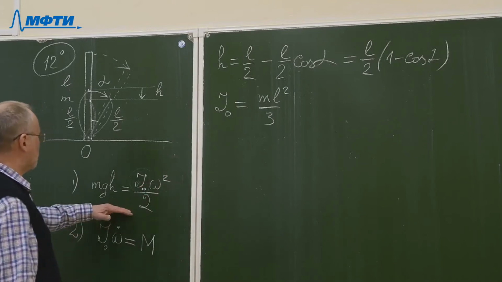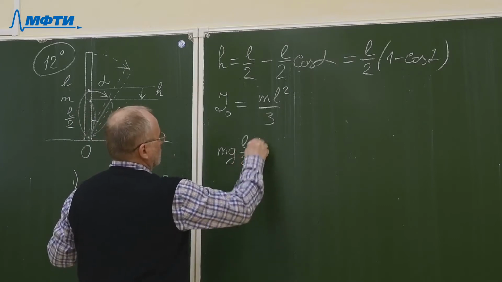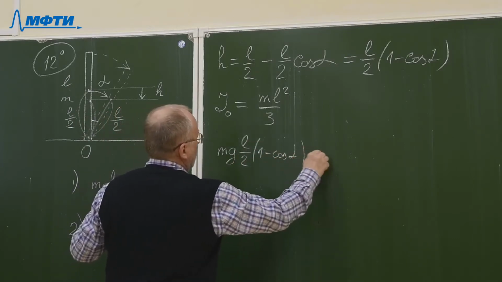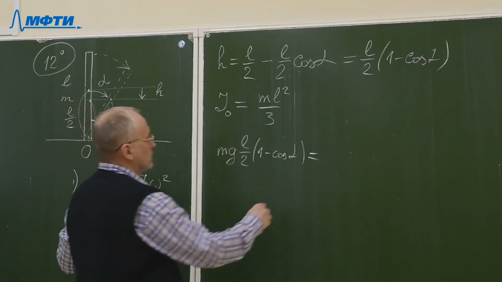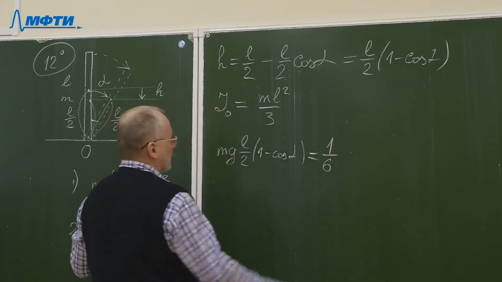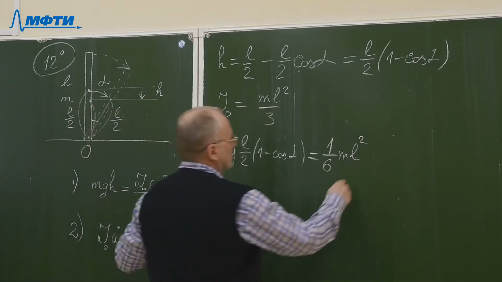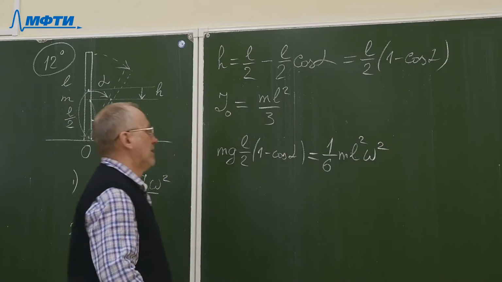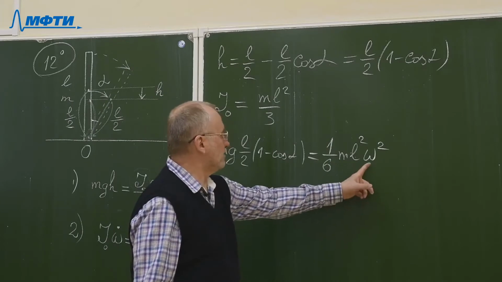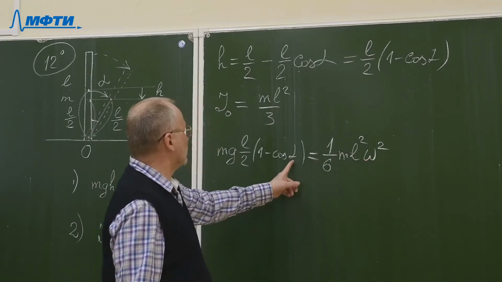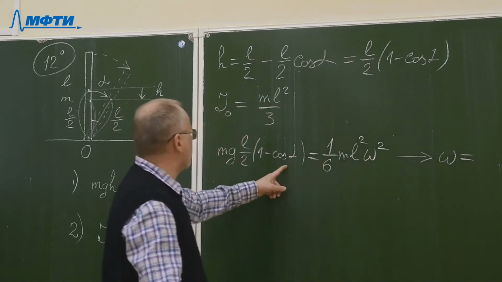Substituting these quantities into the first equation, we will obtain mg L over 2, 1 minus cosine alpha equal to the moment of inertia, that is 1/3 divided by 2, that will be 1 over 6 ml squared omega squared. And from this equation, it's immediately obvious that we can obtain omega as a function of angle alpha.